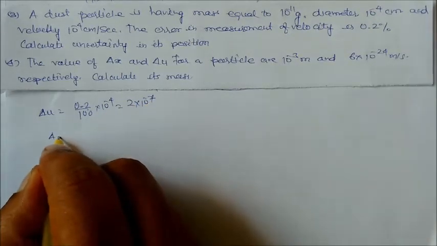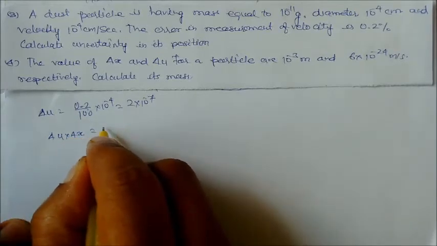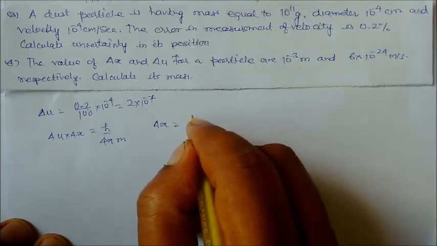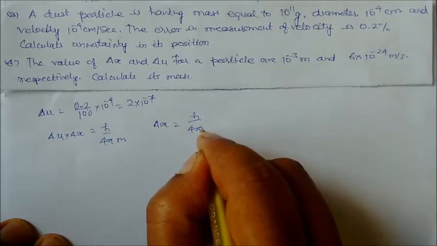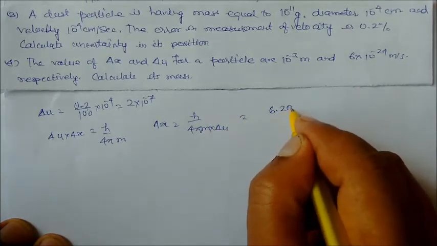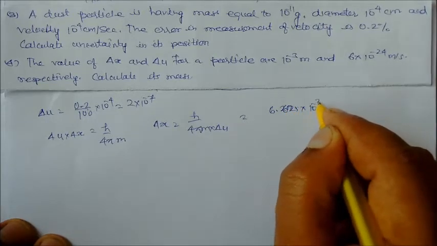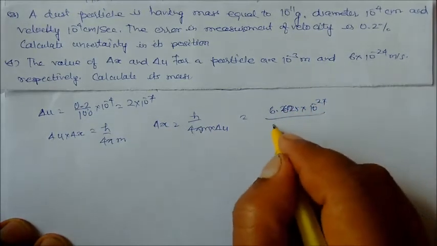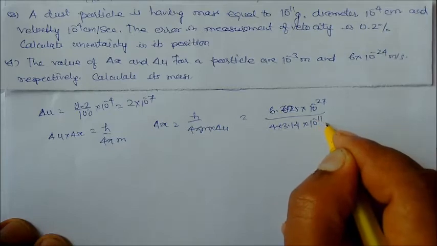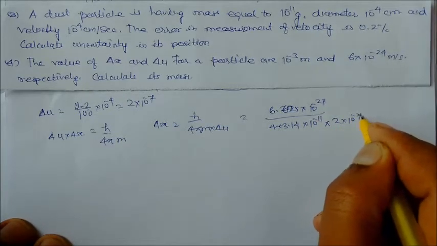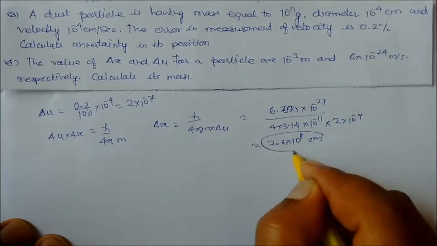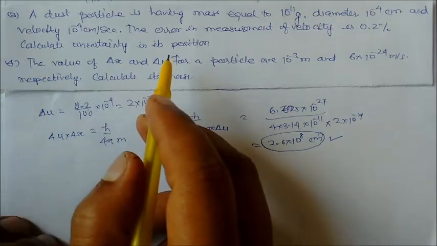But delta u into delta x is equal to h by 4 pi m. So delta x is equal to h by 4 pi m into delta u. We can put in the values: 6.625 multiplied by 10 power minus 27, since we have to take the CGS system, divided by 4 into 3.14 multiplied by 10 power minus 11 multiplied by 2 into 10 power minus 7. On solving we will get 2.6 into 10 to the power 8 centimeter. So this is our uncertainty in position.